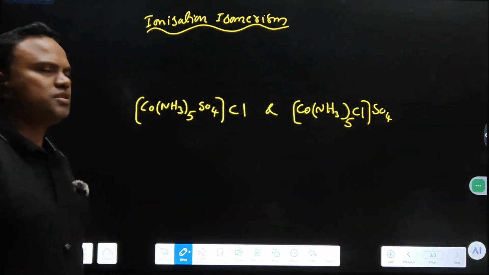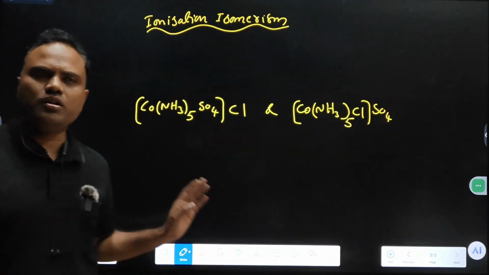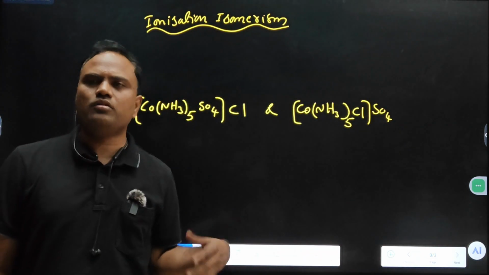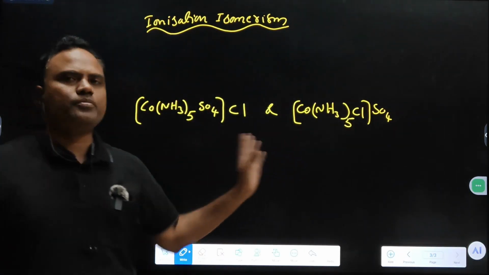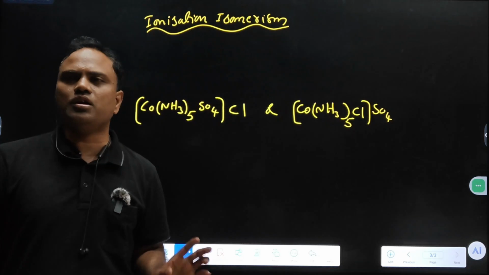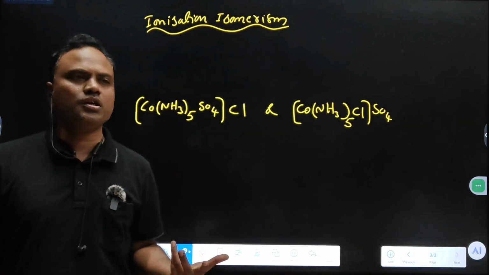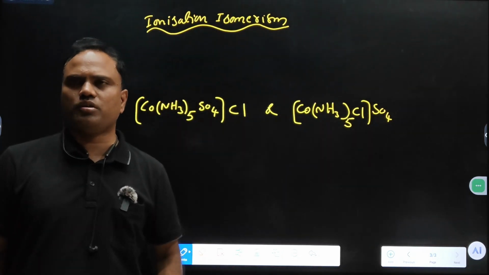What is the basic condition for isomerism? Molecules, or compounds, should have the same formula. First we have to check whether the compounds are satisfying the basic rule or not. What is the basic rule? They should satisfy the formula condition: the same molecular formula.